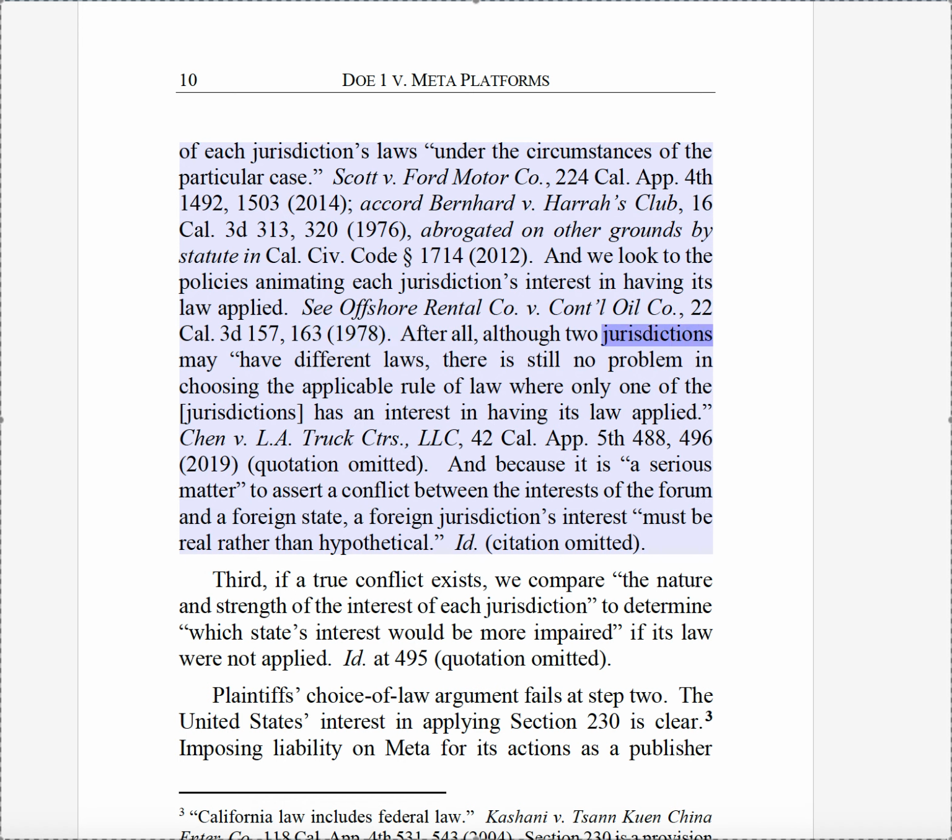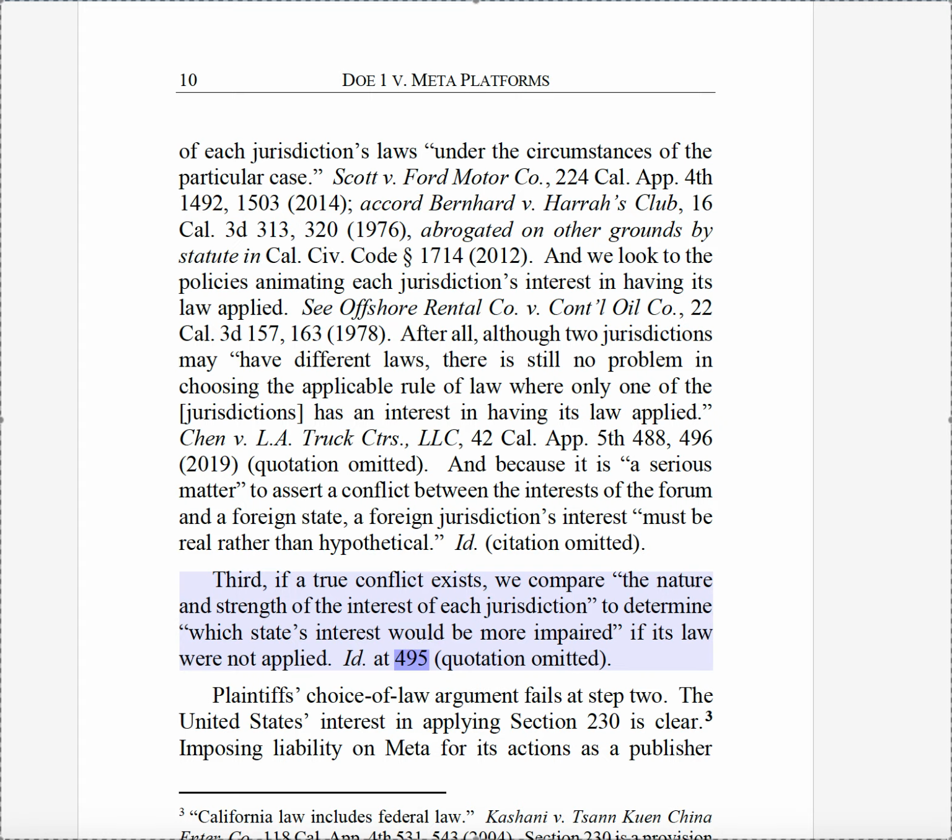After all, although 2 jurisdictions may have different laws, there is still no problem in choosing the applicable rule of law where only one of the jurisdictions has an interest in having its law applied. Chen v. L.A. Truck Centers, LLC, 42 Cal. App. 5th 488, 496, 2019, quotation omitted. And because it is a serious matter to assert a conflict between the interests of the forum and a foreign state, a foreign jurisdiction's interest must be real rather than hypothetical. Citation omitted. Third, if a true conflict exists, we compare the nature and strength of the interest of each jurisdiction to determine which state's interest would be more impaired if its law were not applied.